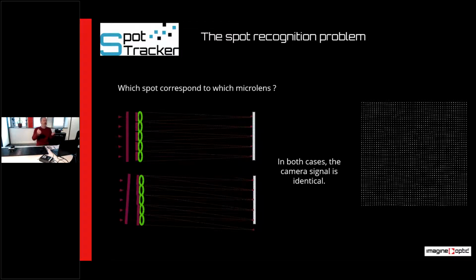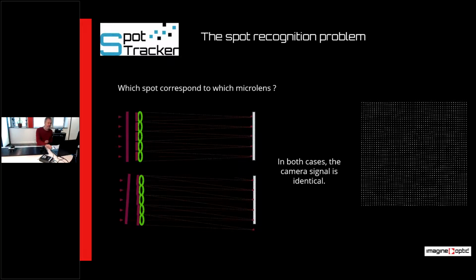So if you're in the place of the software, you have this matrix of spots, and it's impossible to say which spot corresponds to which microlens, which is a problem. And this is really a problem, because if you can't recognize which spot corresponds to which microlens, there are two consequences. The first one is that you measure the tilt badly, because you can't measure it. And the second is that the calibration of the sensor, the reference, is subtracted in the shift, and it creates systematic errors in the wavefront.